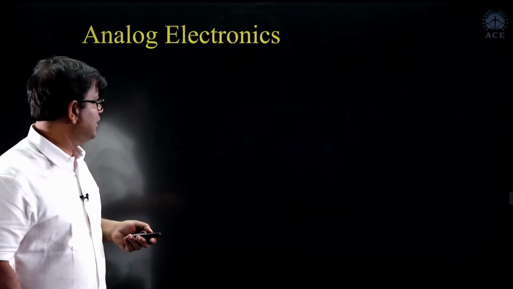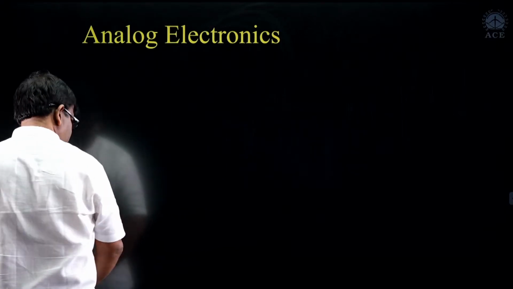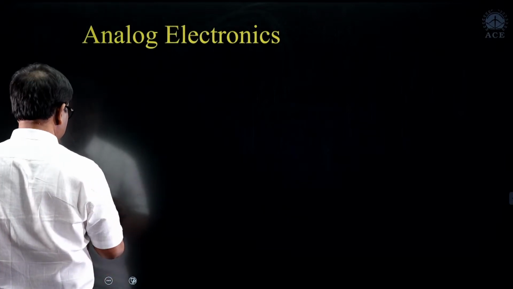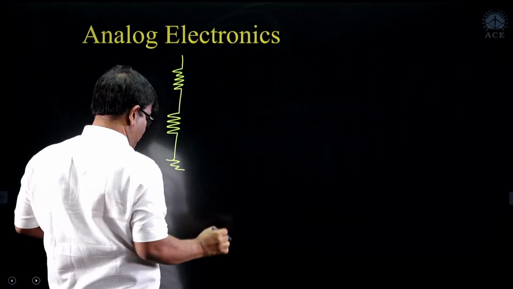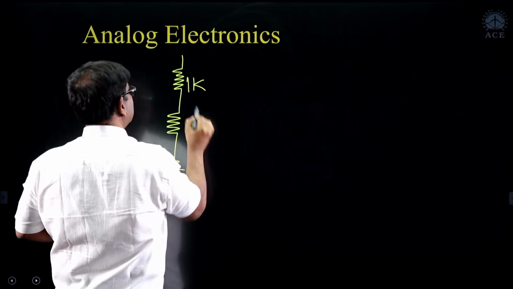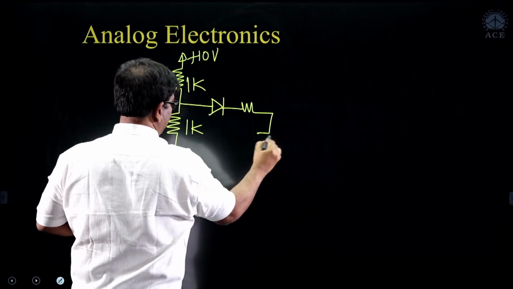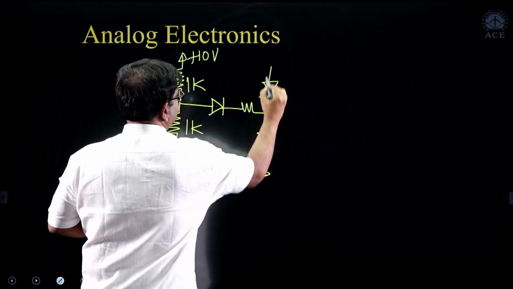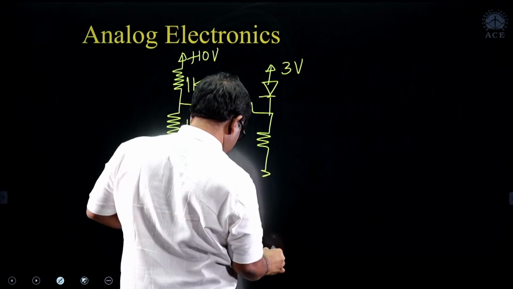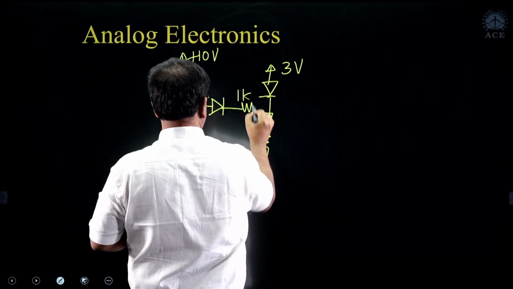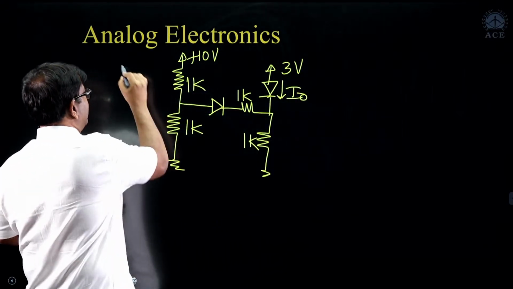Okay, so let's look at analog circuits. This is a diode problem. There's a voltage divider with 10 volts here. You are asked to find the current flowing through this diode. I think the voltage here is 3 volts. This is again 1K, 1K. This is the question, and the diodes are considered ideal.